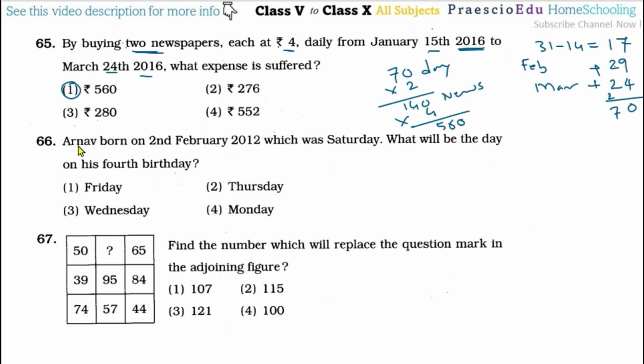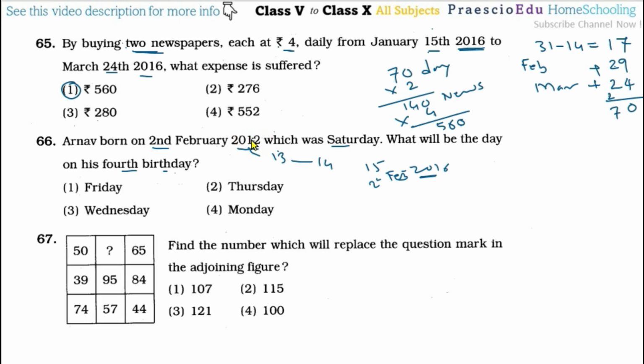Now question number 66. Arnav was born on 2nd February 2012, which was Saturday. What will be the day on his 4th birthday? So from this, the 4th birthday means 2013, then 2014, 2015 and 2016. So this is the 4th birthday, February.